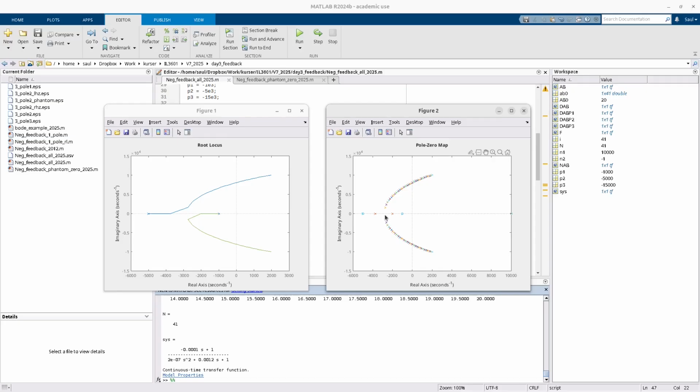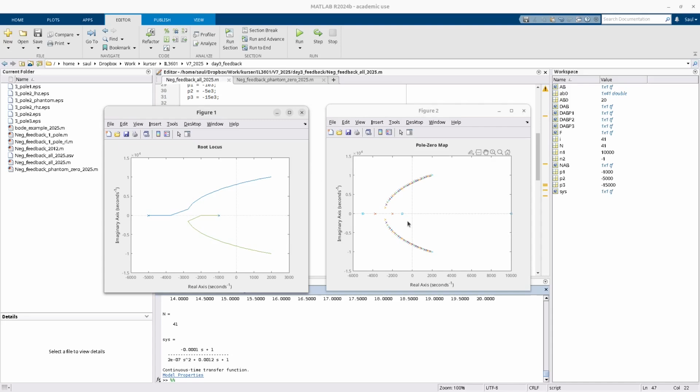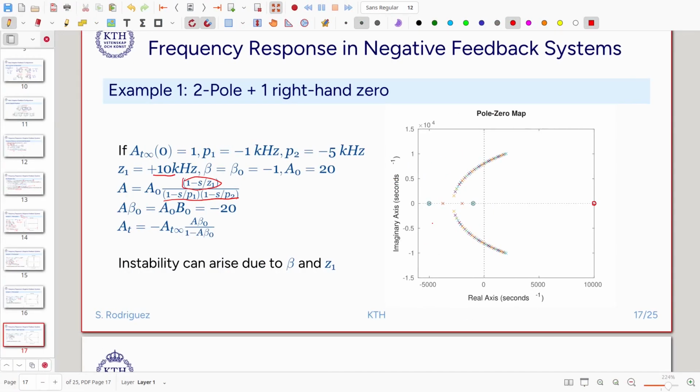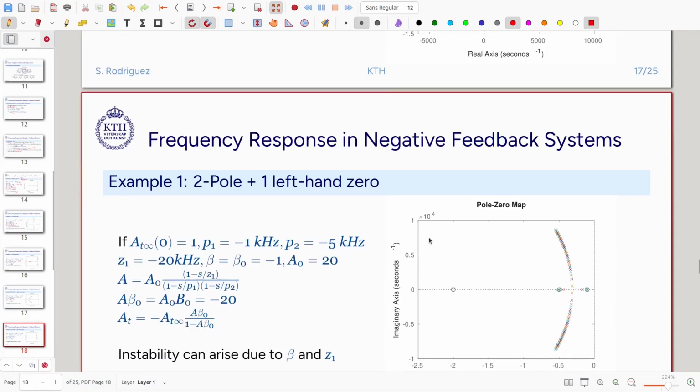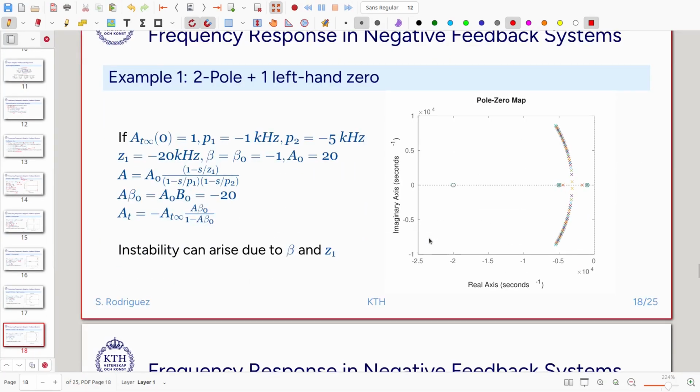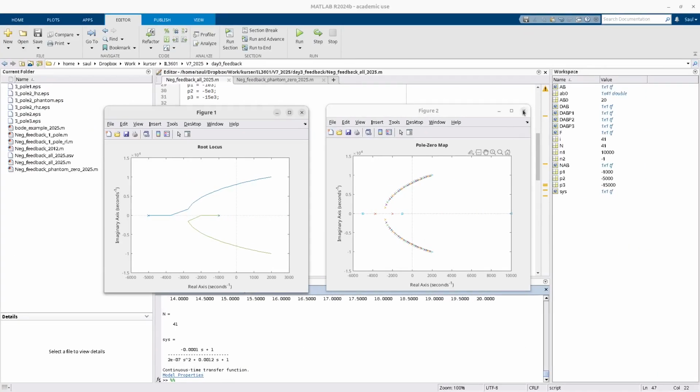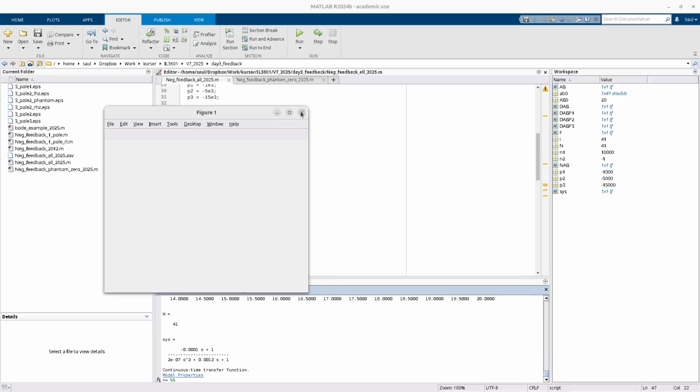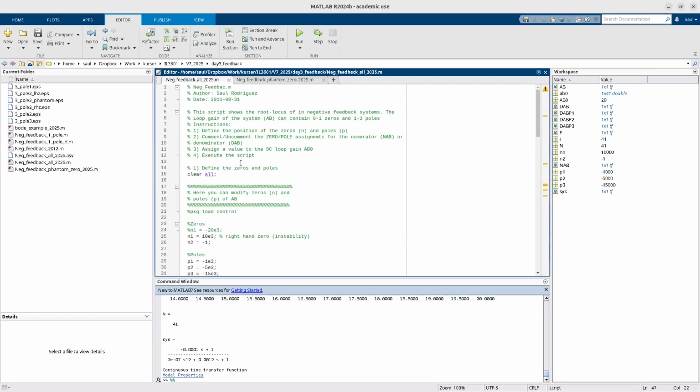So zeros attract poles. That is the conclusion that we can have. Nearby zeros attract poles. Okay, so there is also another example. Now what happens if the zero is in the left half? Since the zero attracts poles, if it is on the left-hand side, there are two possibilities. Let's check both of them. So let's put it at minus 20 kilohertz. We comment this one out and then we run it.